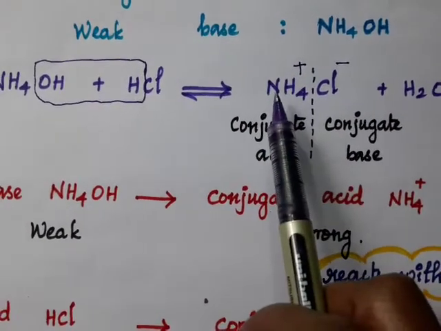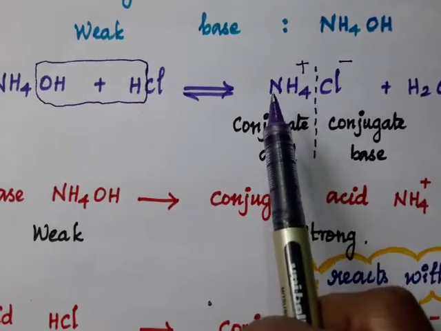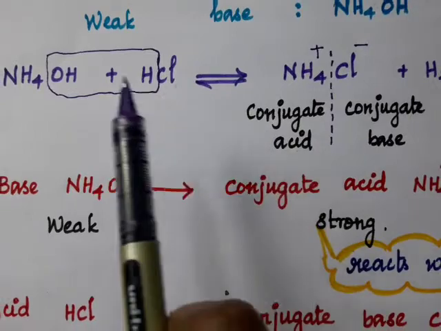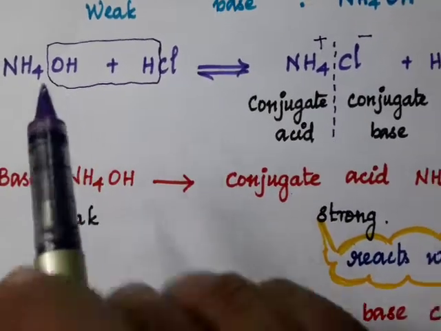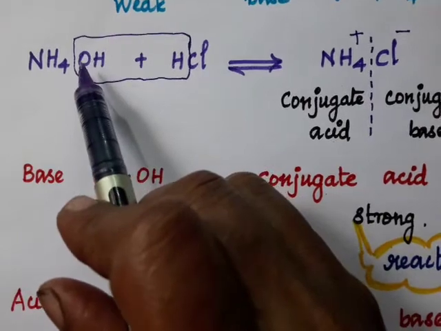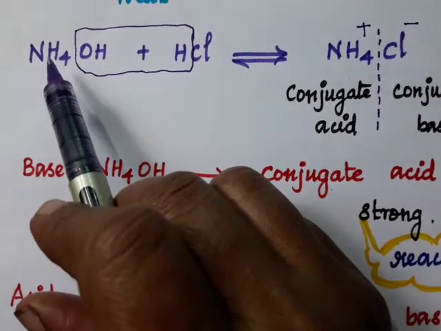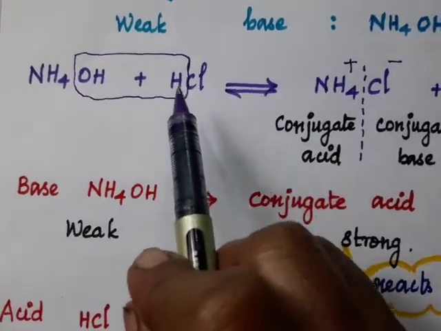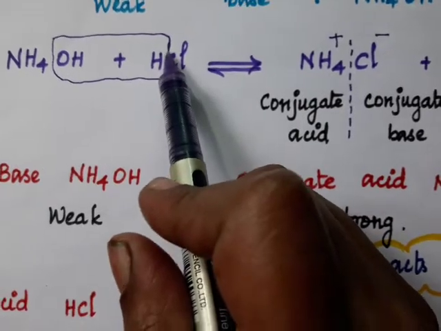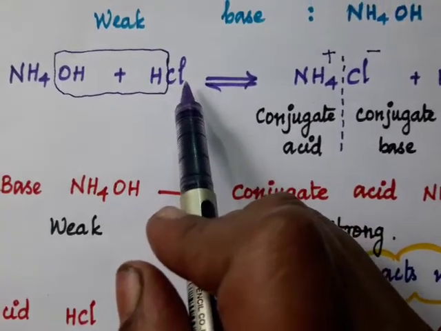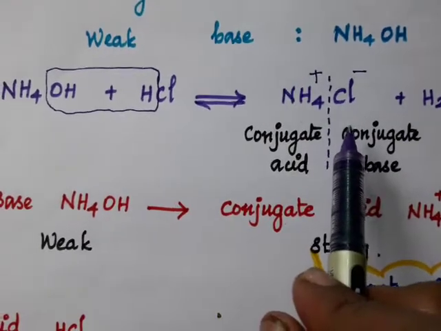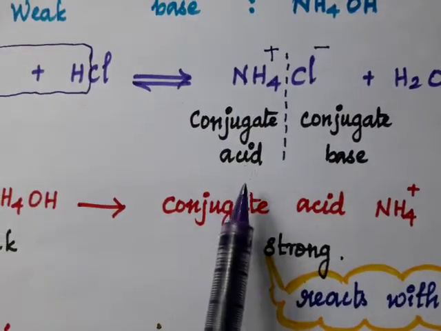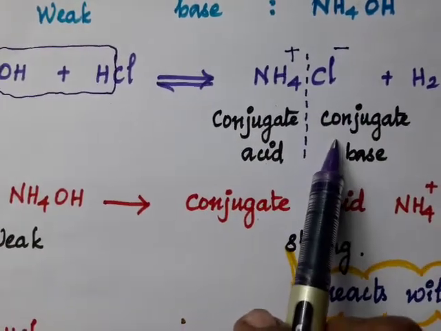And in this salt, NH4Cl, the positive ion is considered the conjugate acid of this base. As we discussed, in the base, if we remove the OH minus ion, the remaining positive part of the base is said to be a conjugate acid. And likewise, in an acid, if we remove the H plus ion, the remaining negative part is said to be the conjugate base of the acid. Right? So accordingly, NH4 plus is a conjugate acid and Cl minus is a conjugate base.